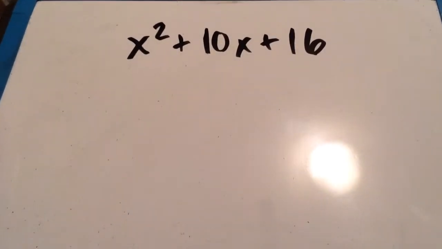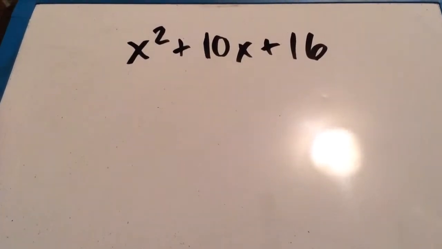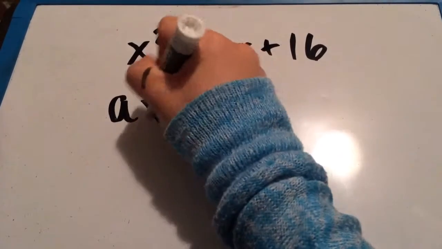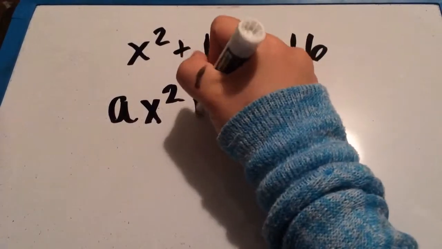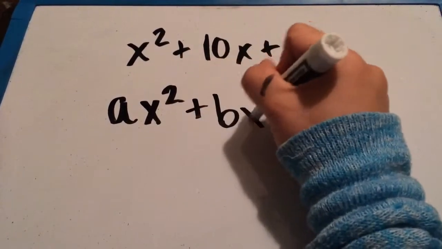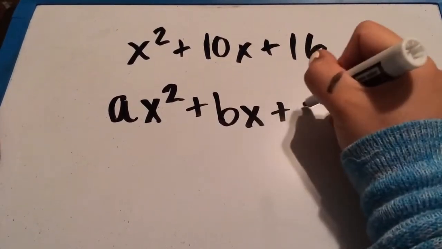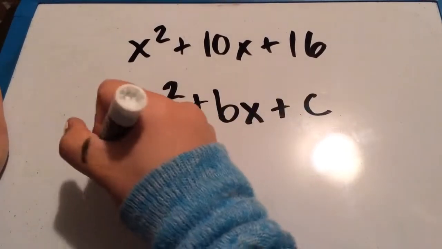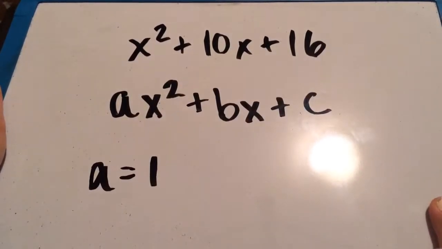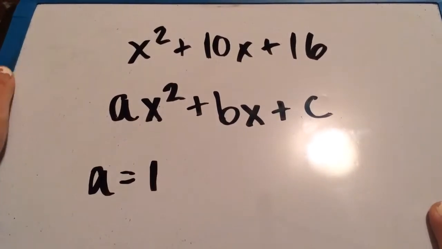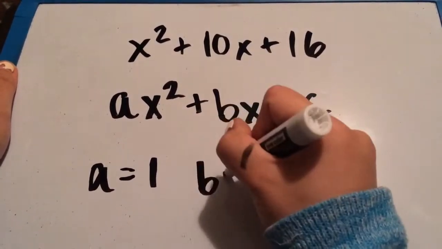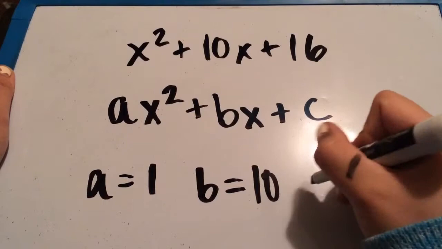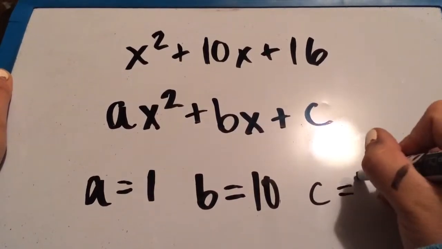So here is a trinomial, and this is also an example of a quadratic equation that is in standard form because it is in the format of ax squared plus bx plus c. And in this trinomial, our a is equal to 1 because the coefficient of x squared is technically a 1. Our b is 10. And our c is the 16.